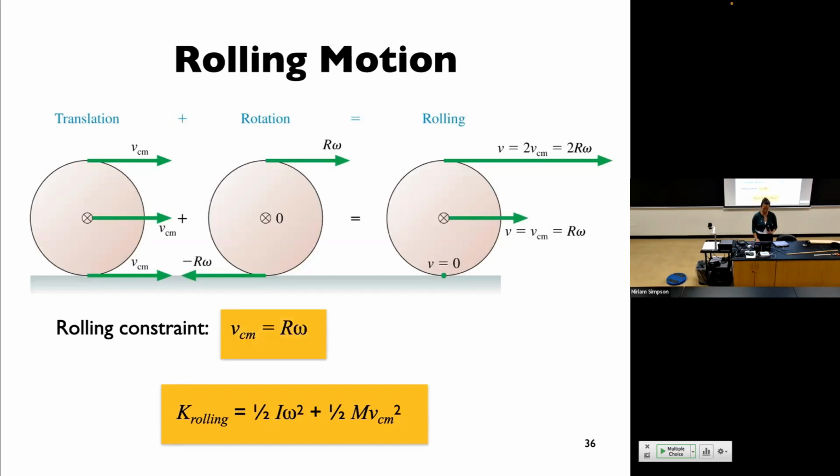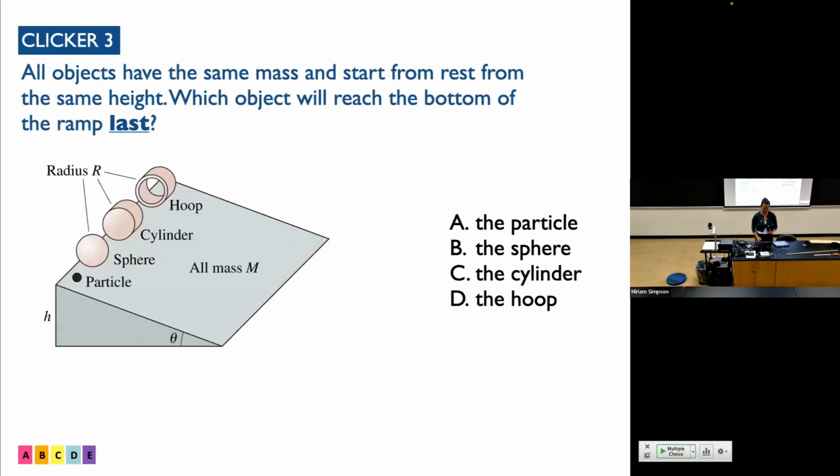Okay. So we're not going to start this. Well, yeah, we'll do this question and then I'll show it to you. So let's start here.